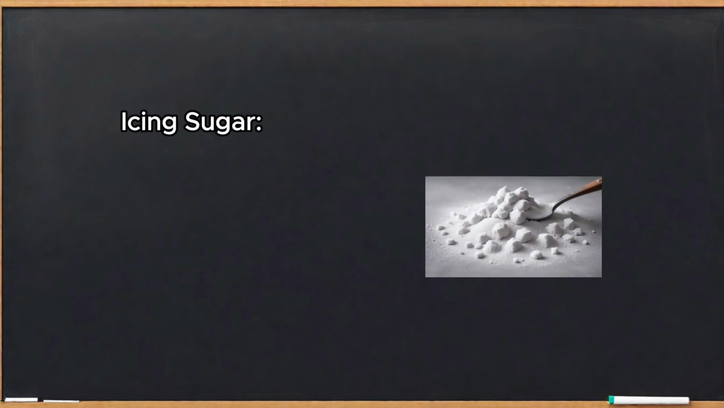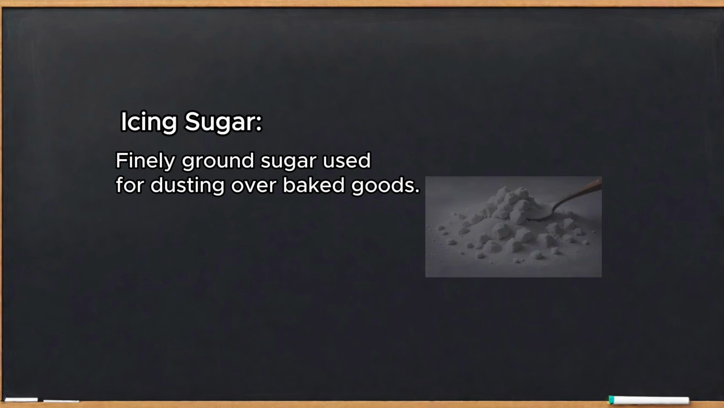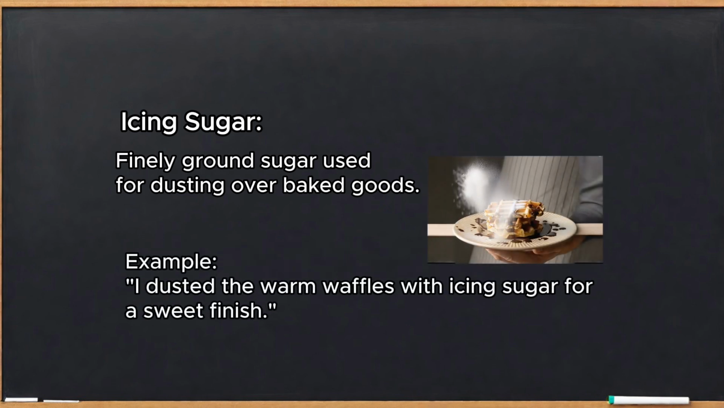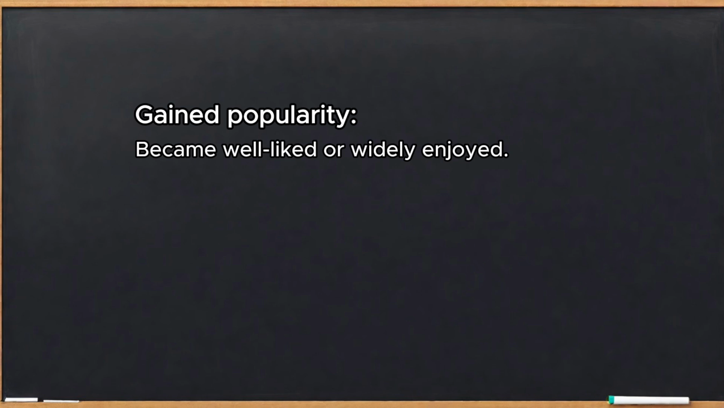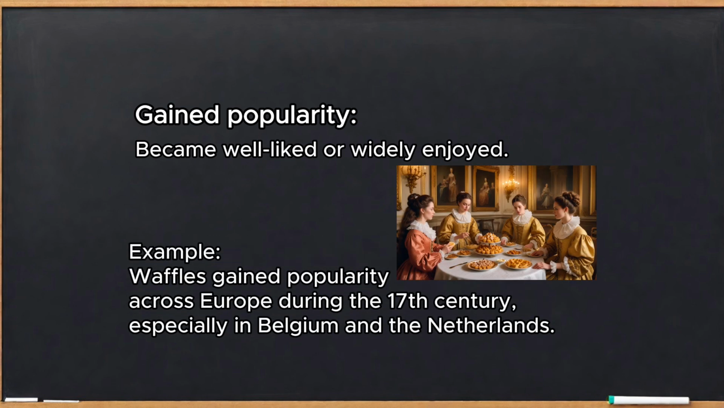Icing sugar, finely ground sugar used for dusting over baked goods. Example, I dusted the warm waffles with icing sugar for a sweet finish. Gained popularity, became well-liked or widely enjoyed. Example, waffles gained popularity across Europe during the 17th century, especially in Belgium and the Netherlands.